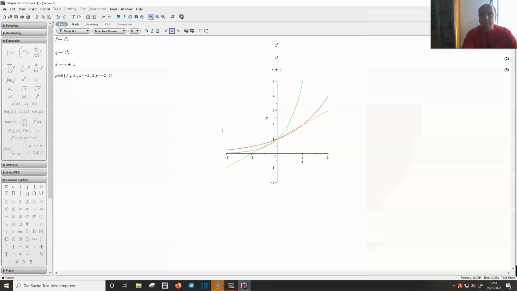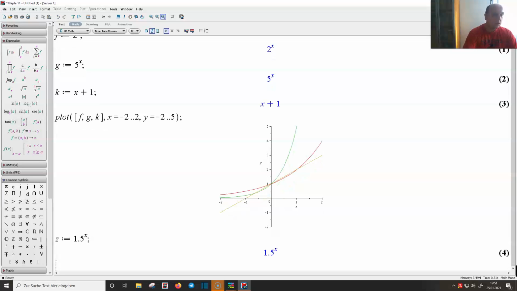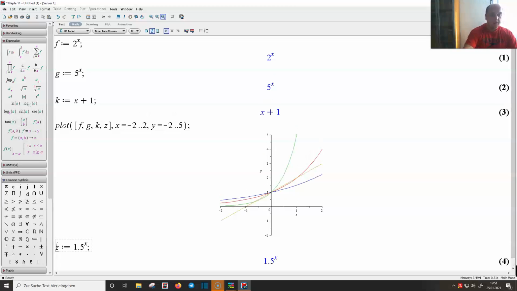So this is exactly what I've been talking about, and now let us maybe add a few more functions. So if we have, let's say, z that we are defining as, well, let me make it a bit bigger for you. All right, so z of x, which is maybe, let's say, 1.5 to the power of x, and we add it here, then you see what's happening.